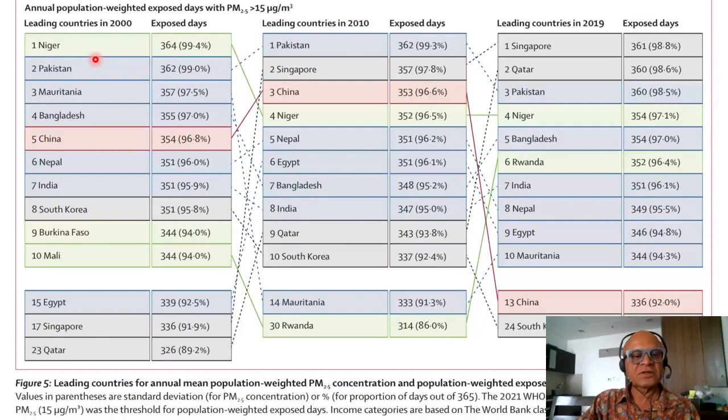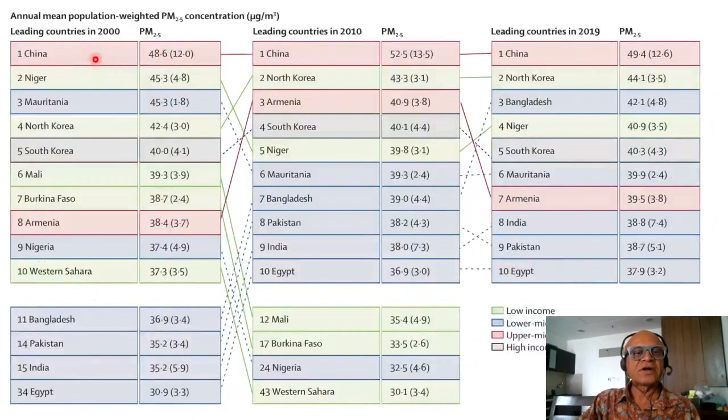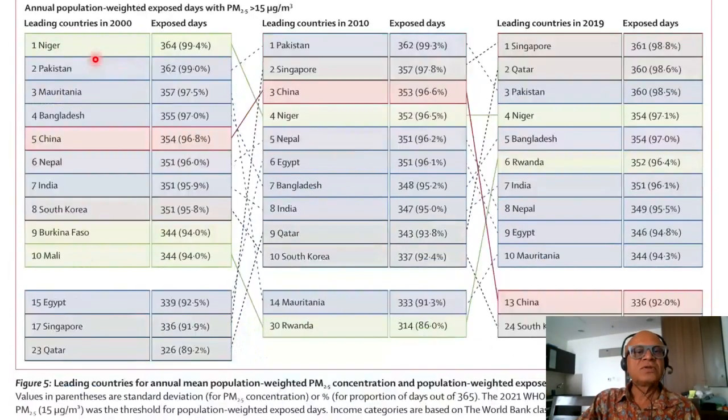Okay, I just showed this is the second part of it. Annual population weighted exposed days with PM2.5. So Niger was number 1 in 2000, went down to number 4 in 2010 and remained at number 4 in 2019. China was at number 5 with 354 exposed days, which is terrible.